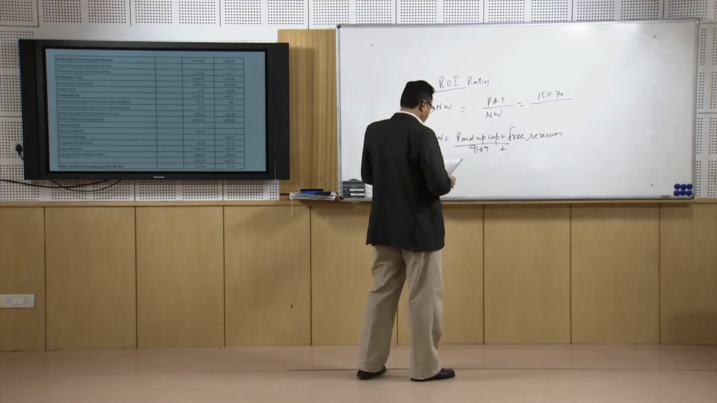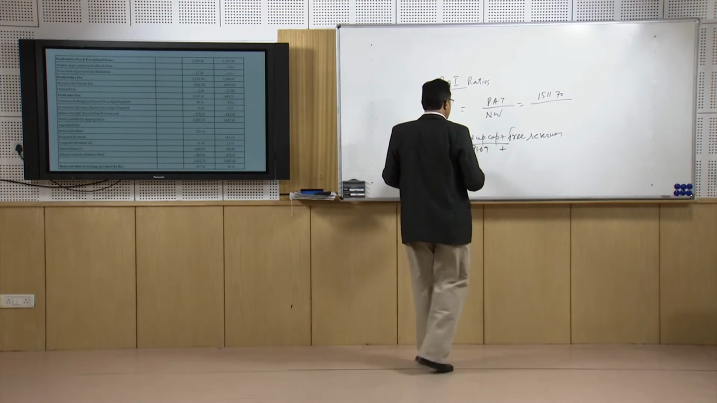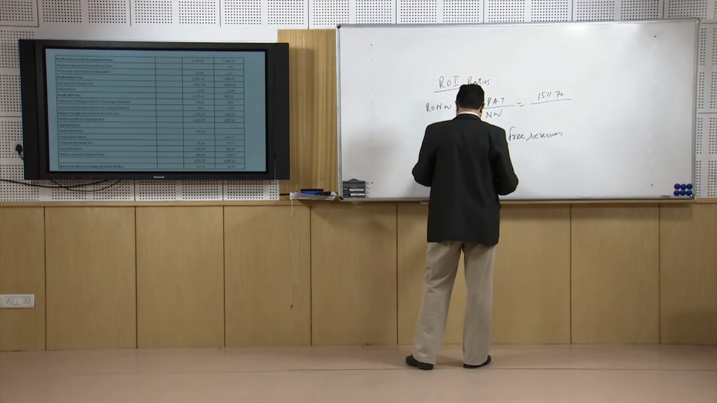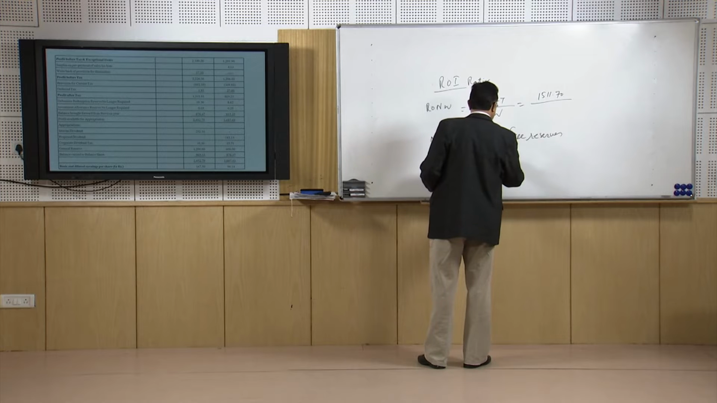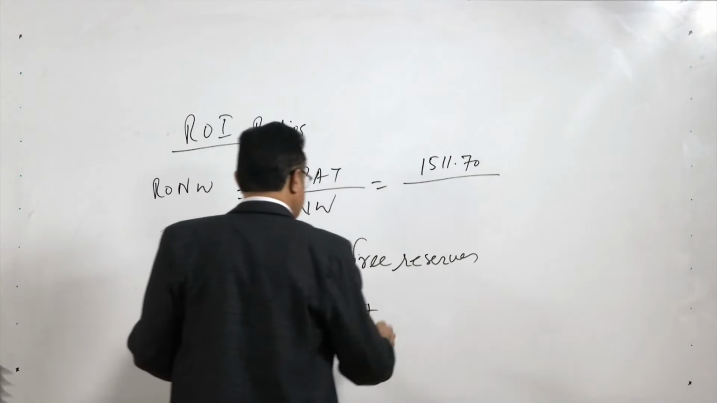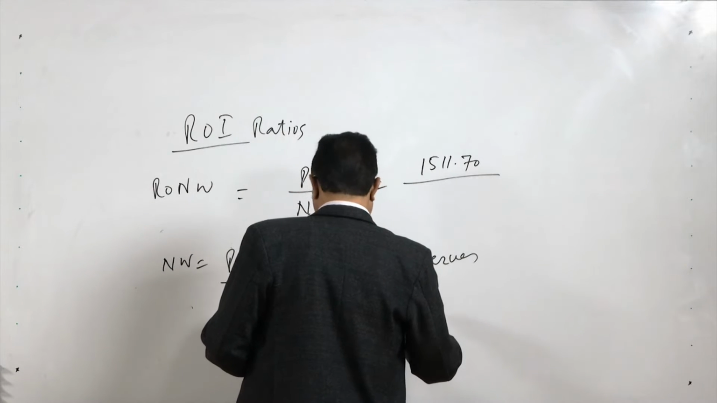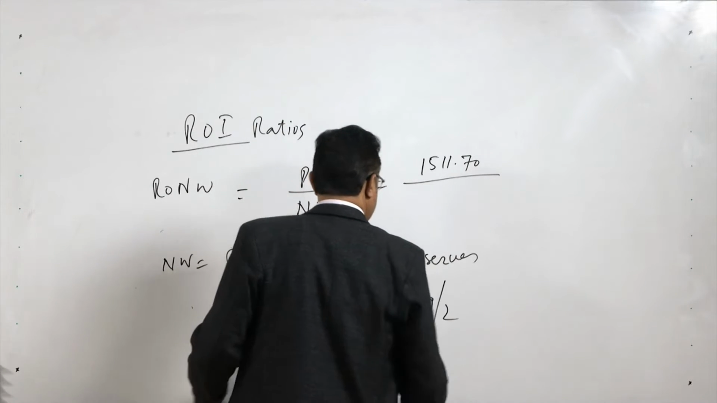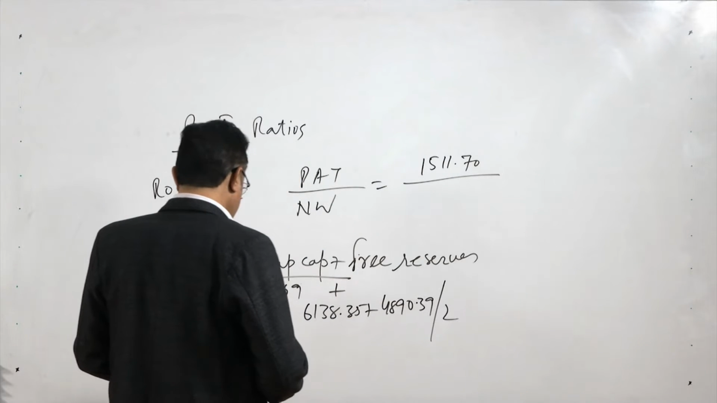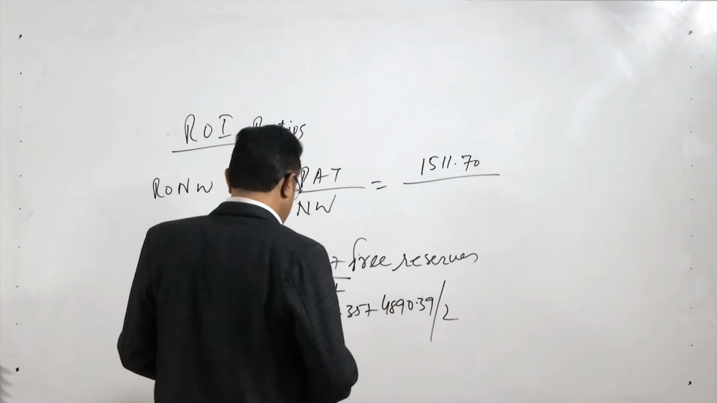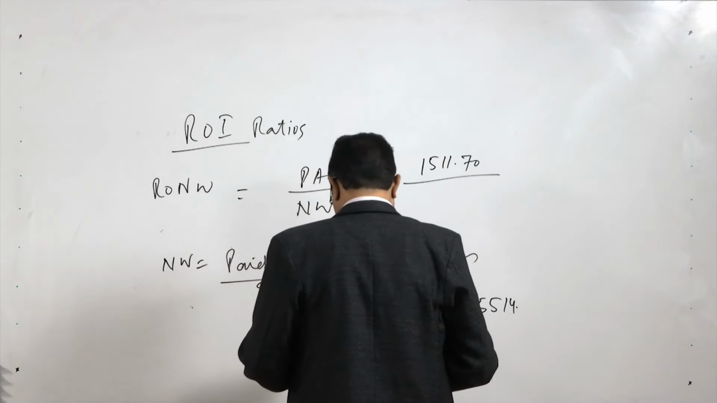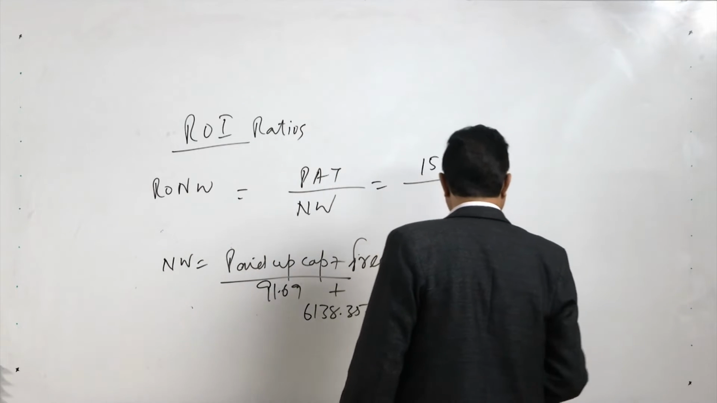So if you calculate the average for the 2 years, for the year ended 31st March 2007, what was the reserve and surplus? That was the figure of 6138.35 crores, plus the previous year's reserve, which was 4890.39 crores, and you divide it by 2. If you divide it by 2, you will find the adjusted figure works out as 5514.37 crores.